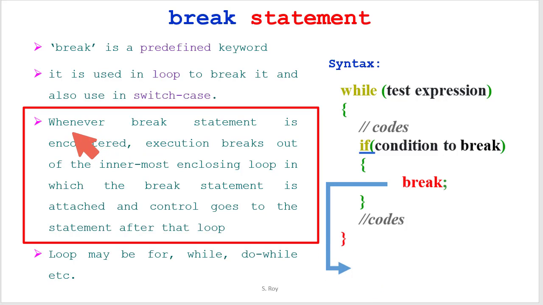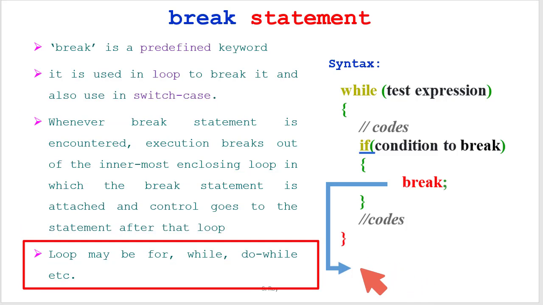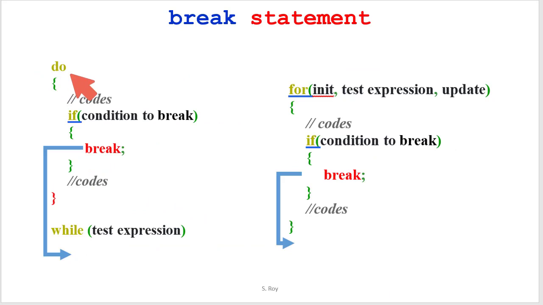Whenever a break statement is encountered, execution breaks out of the innermost enclosing loop in which the break statement is placed, and control goes to the statement after the loop. The loop may be a while loop, do while loop, for loop, etc. This is the break statement for the do while loop.